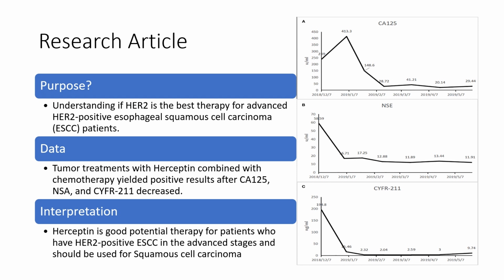On the right side here, we have our three cancer antigens, which are the CA125, the NSE, and the CYFRA21-1. And the data shows how the introduction of tumor treatments with a Herceptin and chemotherapy combination yielded positive results, as the addition of this drug shows lower rates of HER2 within the body. My interpretation of this data shows how Herceptin is a good potential therapy for patients who have HER2 positive ESCC in advanced stages and should be used for more squamous cell carcinomas in the future.